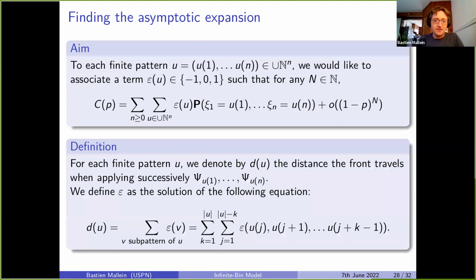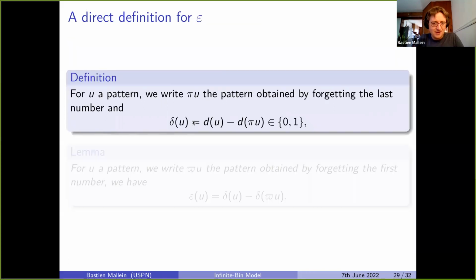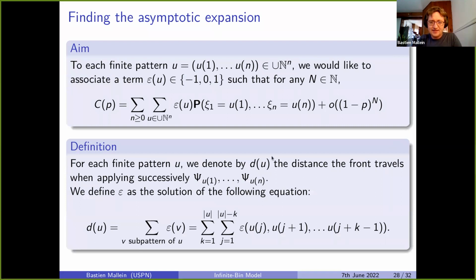Okay, so this function epsilon, maybe I don't need to give too many details, but the idea is that for every pattern u, you can define d(u), which is the distance that you travel away from the front by first doing the step u(1), then u(2), then u(3), then u(n). So this is d(u), the distance traveled by doing my sequence of numbers. And I claim that d(u) can be written as the sum over all subpatterns in u of this contribution epsilon in {-1, 0, 1} of the subpatterns. So every word can be decomposed in subpatterns.